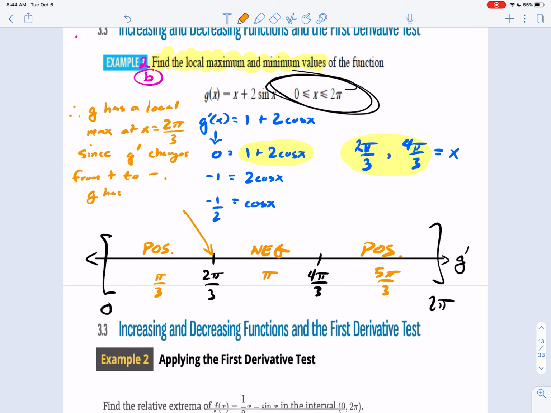G also has a local min at x equals 4 pi over 3, since G prime changes from negative to positive. Obviously, I have no space, but you guys do, okay? That's it. All right.